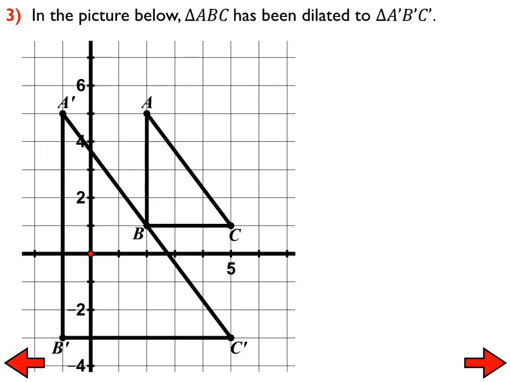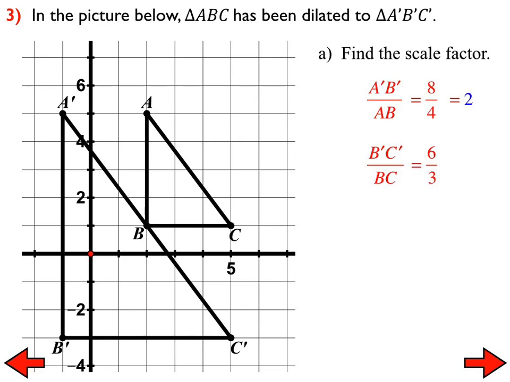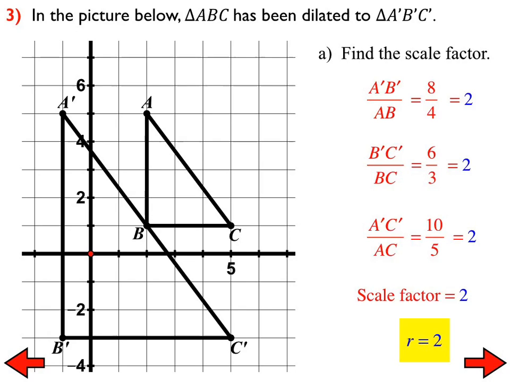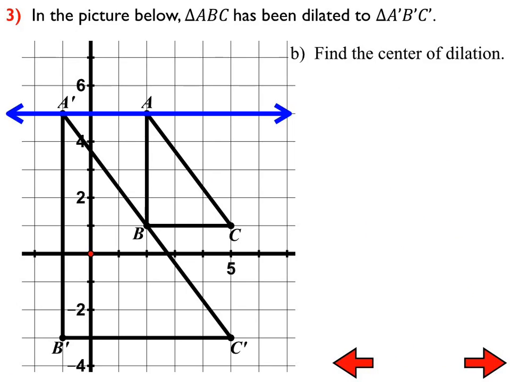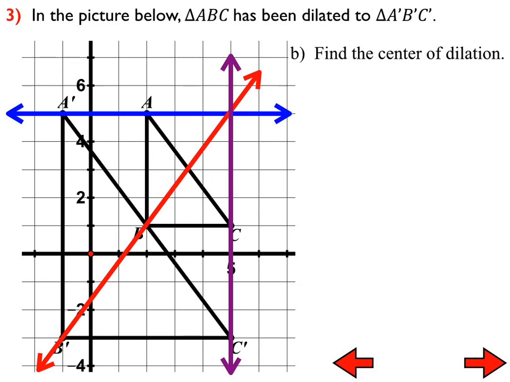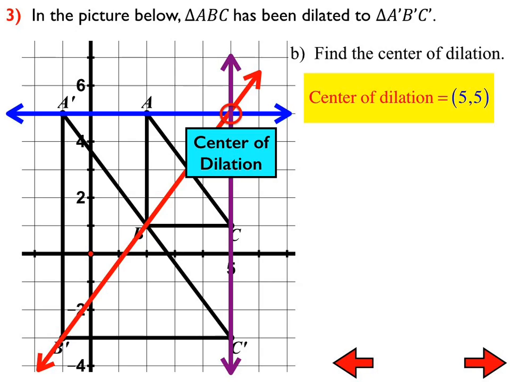All right, so we need to find the scale factor. Once again, to find the scale factor, there are several ways. One is by comparing the ratios of the corresponding side lengths. So we have A prime B prime over AB, which is 8/4, which is 2, and so on. And we end up with a scale factor of r equals 2. Center of dilation, connect all the corresponding vertices together. We can see for the first time it's not at 0, 0. It is at 5, 5.